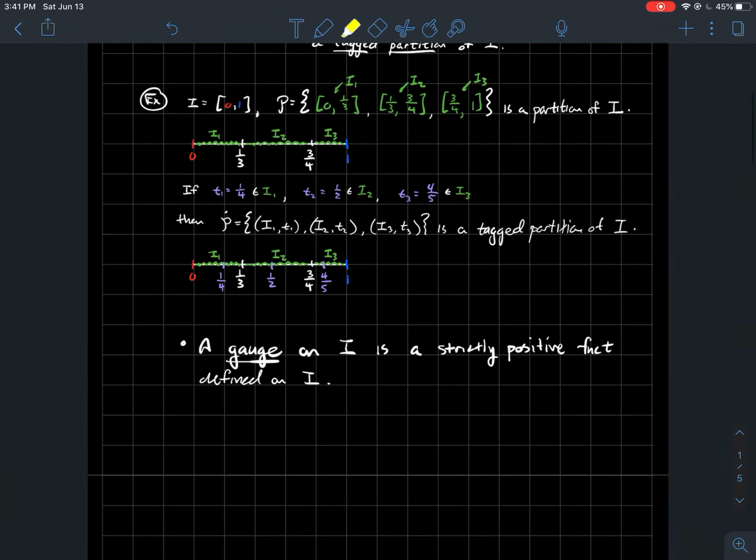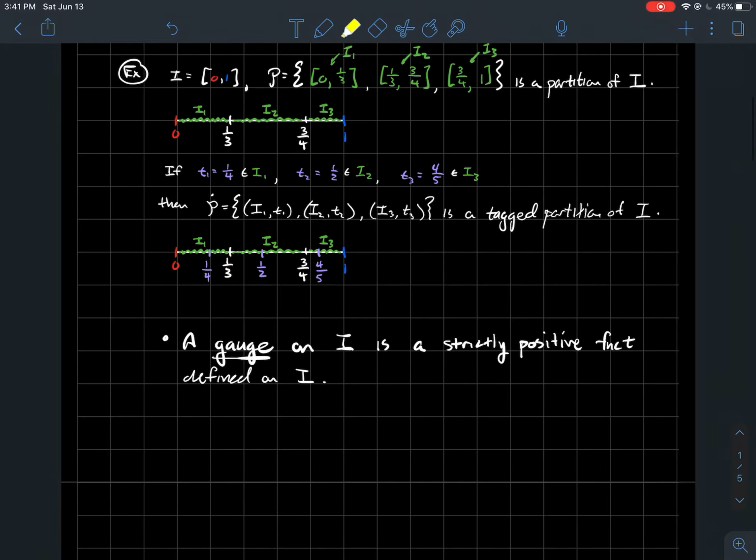Now we want to talk about one of the more abstract things in this video, which is what a gauge is. A gauge on this interval I is simply a strictly positive function whose domain is I.